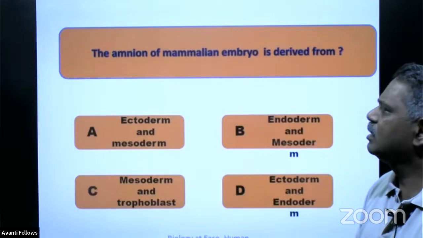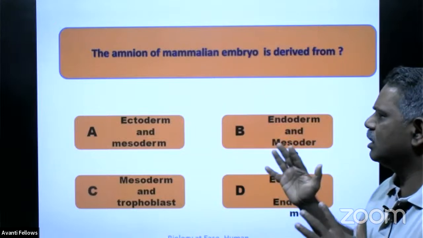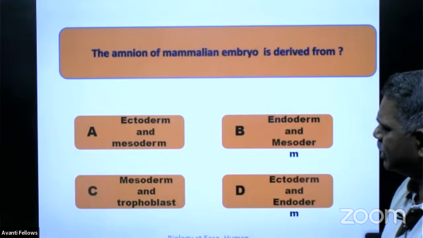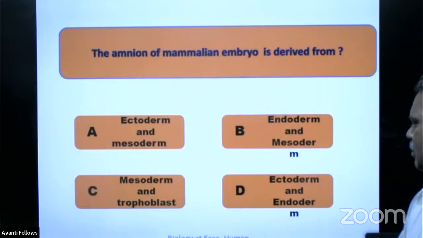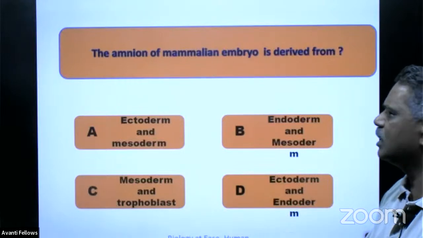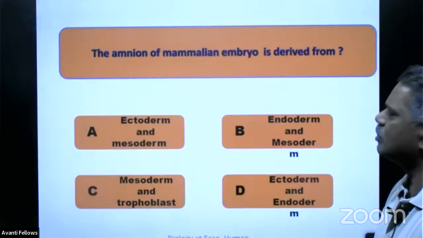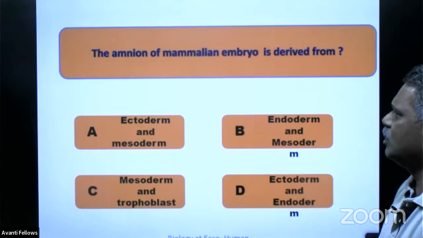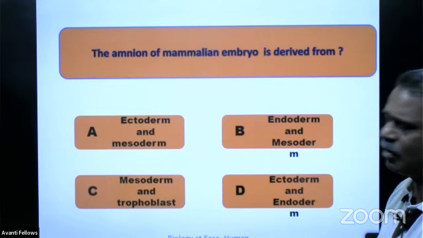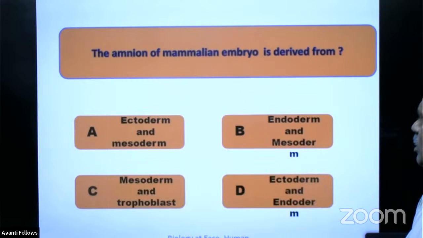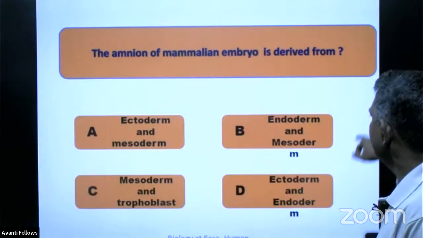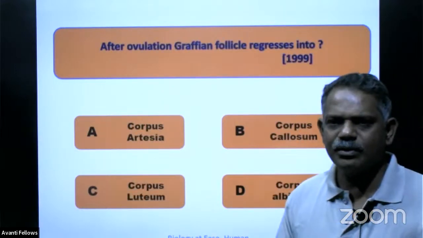And this amnion is derived from which germ layer? Ectoderm and mesoderm, endoderm and mesoderm, mesoderm and trophoblast, or ectoderm and endoderm. There are 4 options given here. Find out the answer from these 4 options. From which germ layer is this amnion of the mammal derived? Option A, ectoderm and mesoderm. Option B, endoderm and mesoderm. Option C, mesoderm and trophoblast. And option D, ectoderm and endoderm. Then, see the next question.